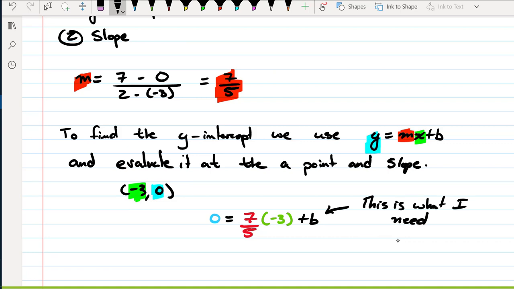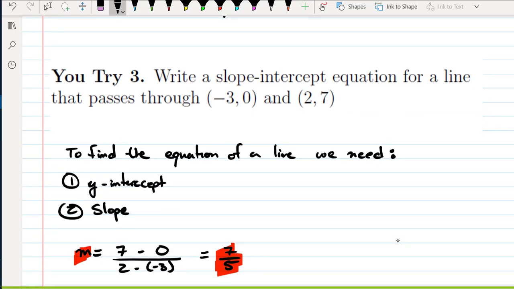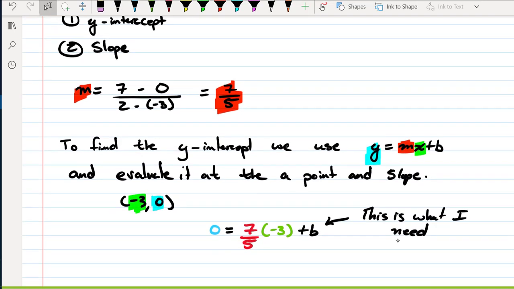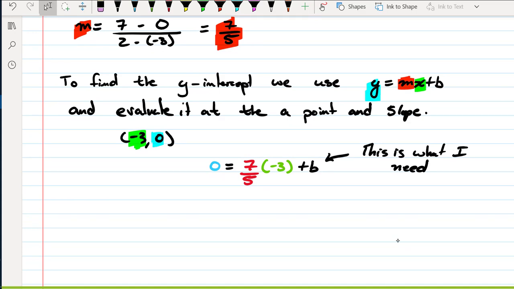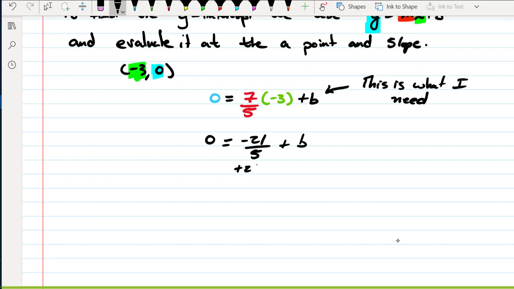So we used a point and a slope. And as I mentioned, if you would have used 2, 7, you're going to get the same answer in the end. Which point you use is irrelevant. You will get the same answer either way. So we have 0 equals 7 times negative 3, which is negative 21 over 5, plus b. So then we solve that equation for b by adding 21 over 5 to both sides. So 21 over 5 is equal to b.